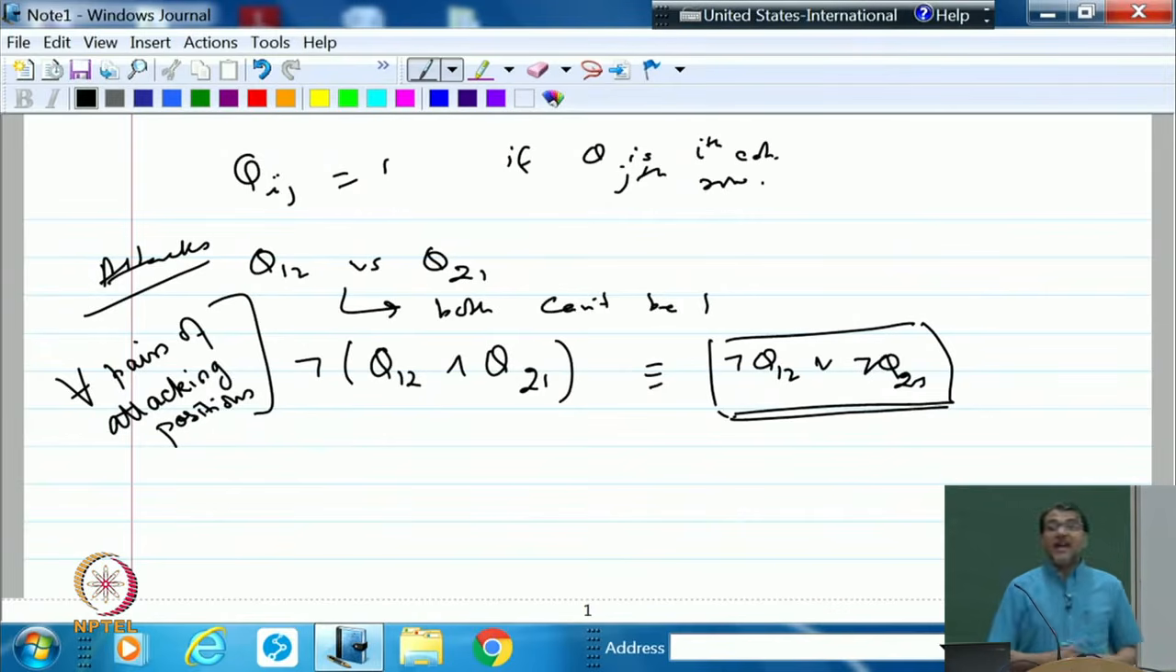No queen on the board. Excellent. I'm so happy you got this. My SAT formula could say, don't put anything. You are saying don't put Q12 or don't put Q21. Let me not put anything. I have not said that please put queens. How do I say please put queens?